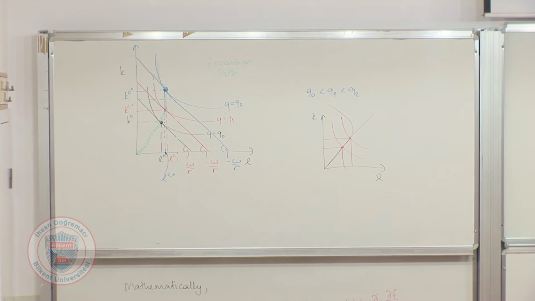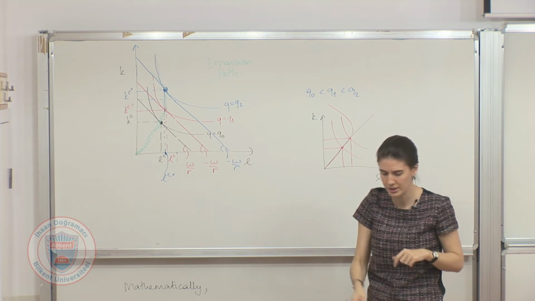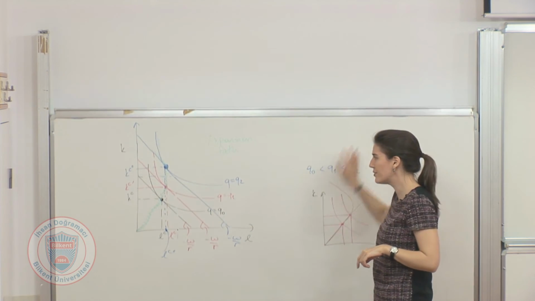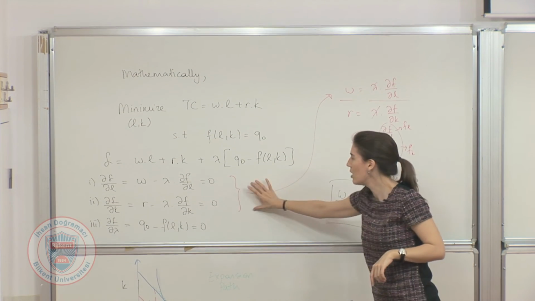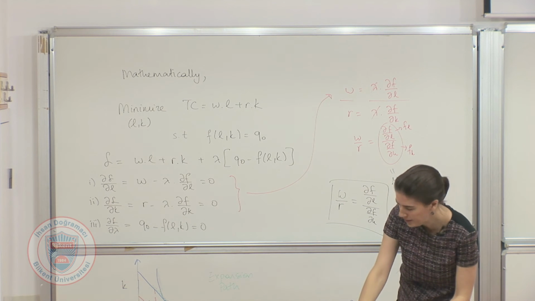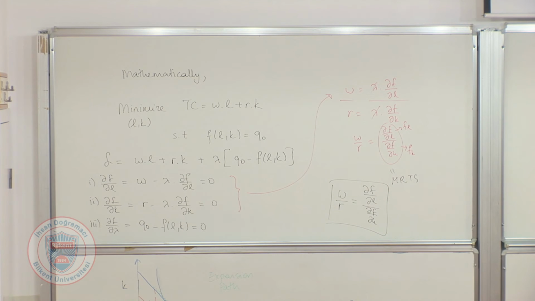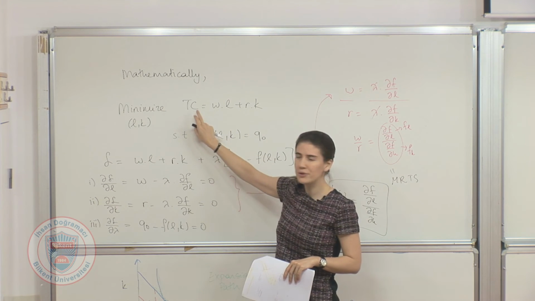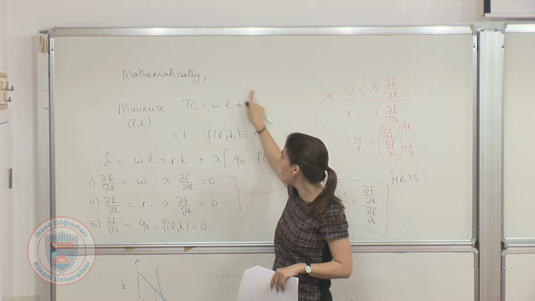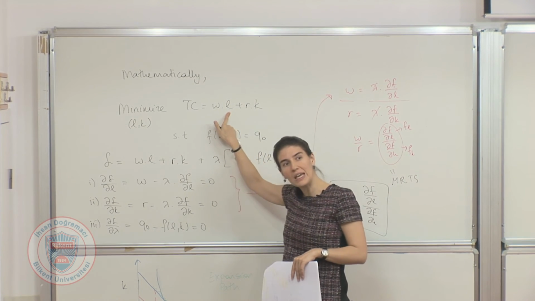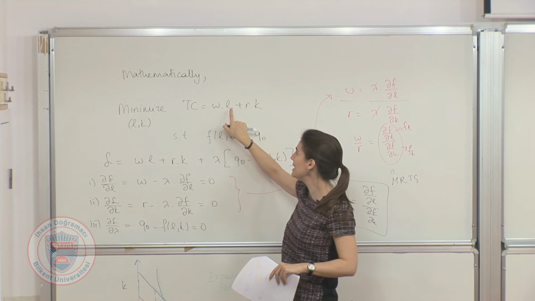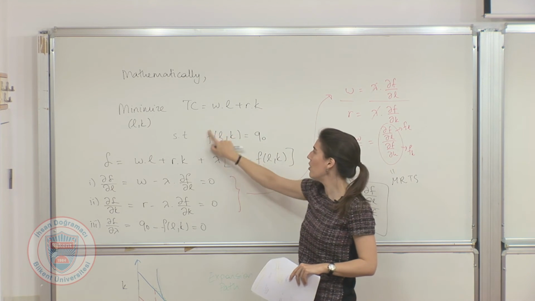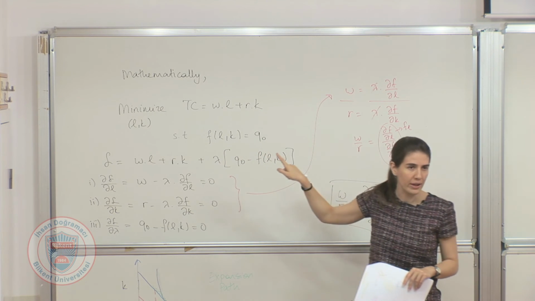So when I tell you, find me the expansion path, then you'll be solving the cost minimization problem and getting, from the first two conditions, the expansion path. But remember, we minimize this total cost function. So don't get confused that this is not a constraint. The value of this will be determined later, when you find L and K.